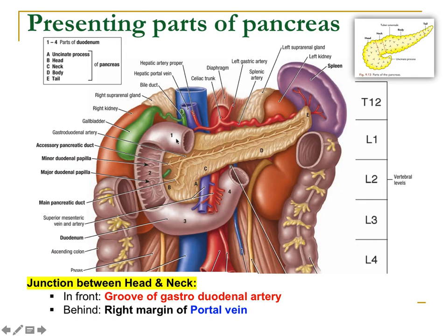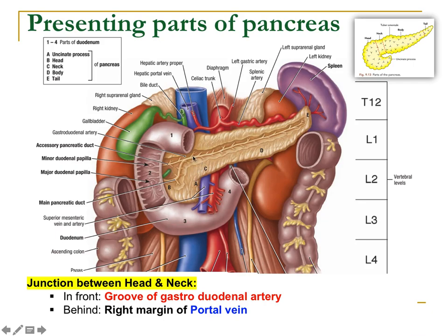So superior, first part, second part, third part, and fourth part. Somewhere here in this region, you will find the gastroduodenal artery. So there are the superior gastroduodenal artery and the inferior gastroduodenal artery. Those arteries are here in this region, and they are actually demarcating the head and the neck region.